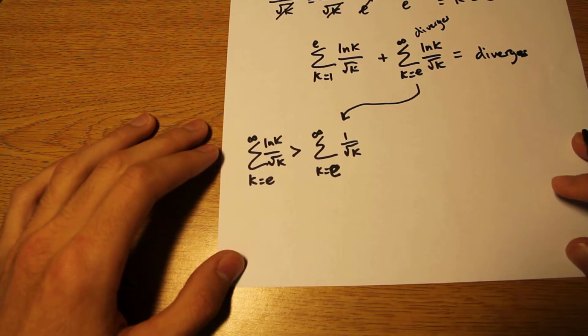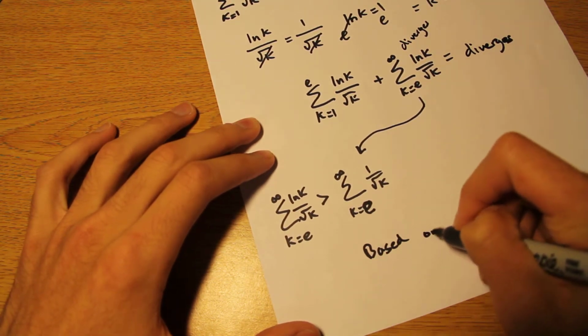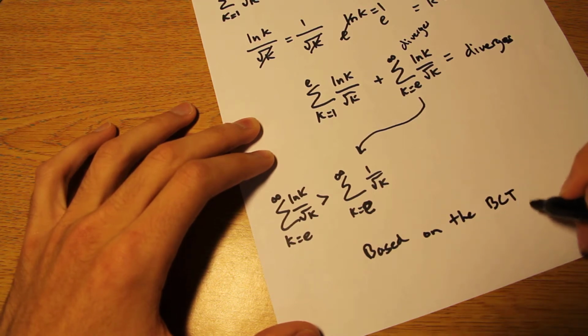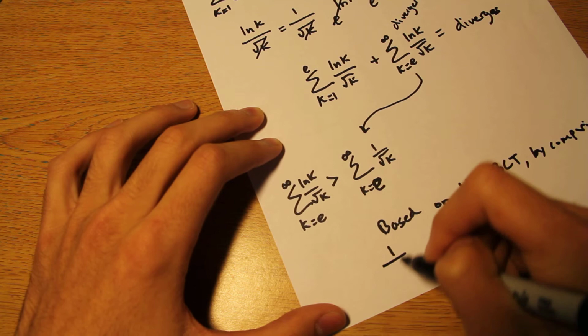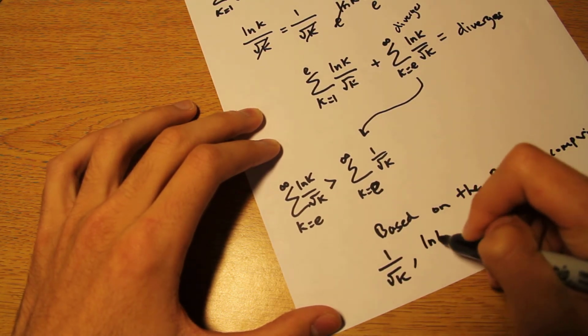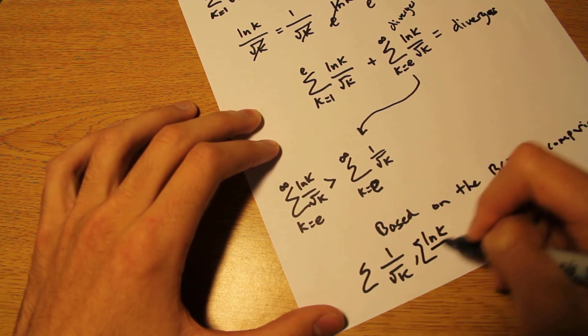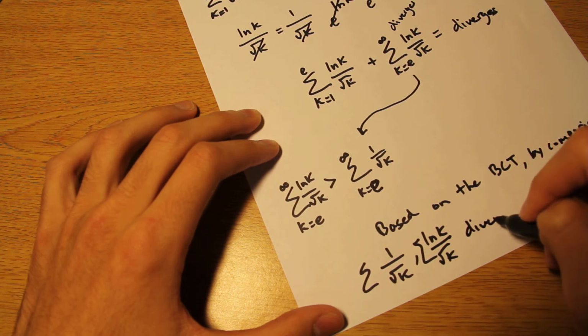So, in summary, based on the basic comparison test, by comparing to 1 over the square root of k, we know that the summation of ln of k over square root of k diverges as well.